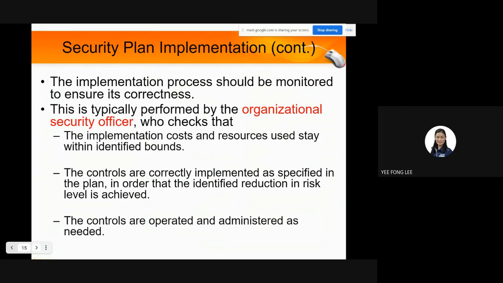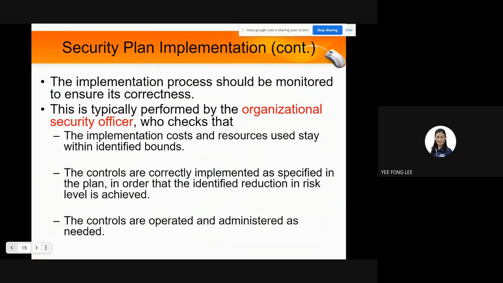The monitoring process, whether the implemented actions go through the correct path or not, needs to be monitored always. They might check the implementation costs and also the resources used within the identified bound. Identified bound here means they are not using more than what they planned, not more cost and not more than the time required. So make sure the controls are correctly implemented as in the plan.